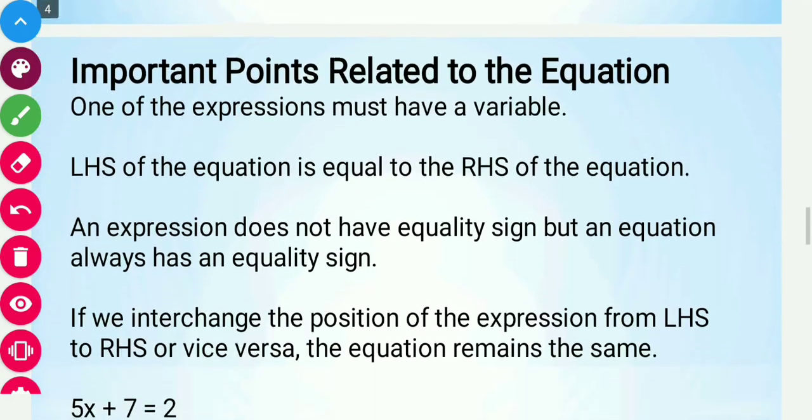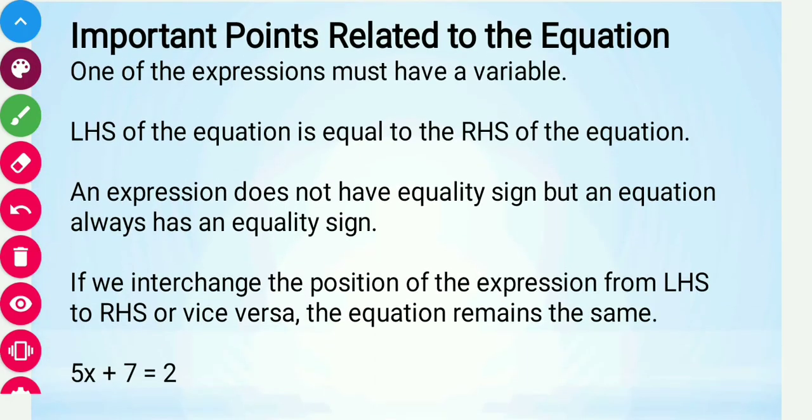So now we'll see some important points related to the equation. One of the expressions must have a variable, that is, an unknown variable. The unknown value should not be known to us. And the LHS of the equation is equal to the RHS of the equation.